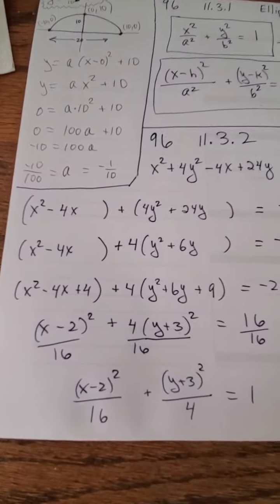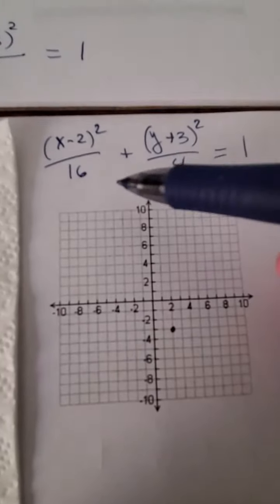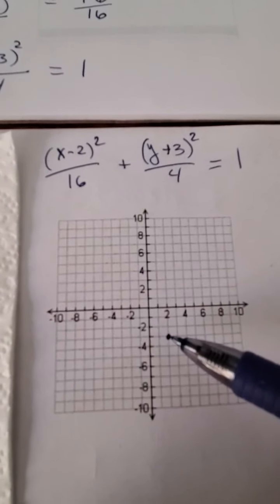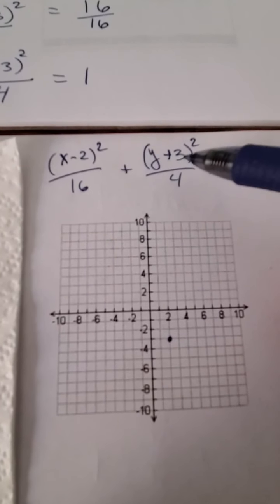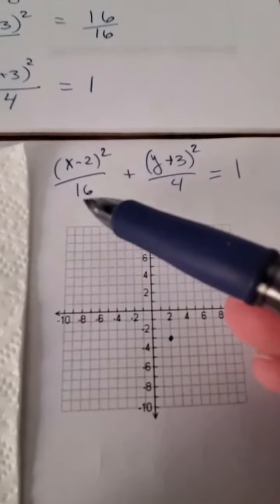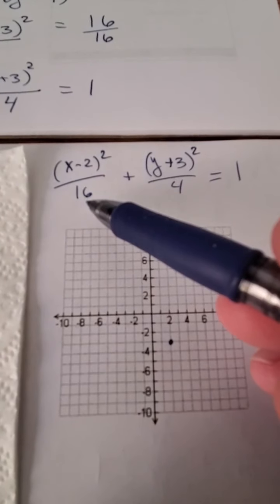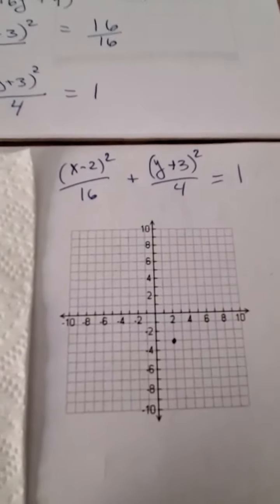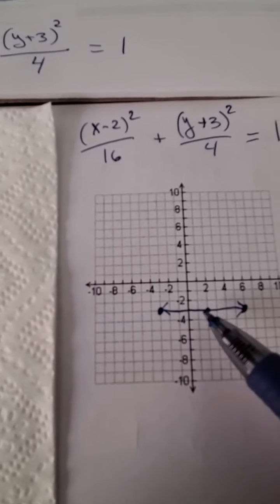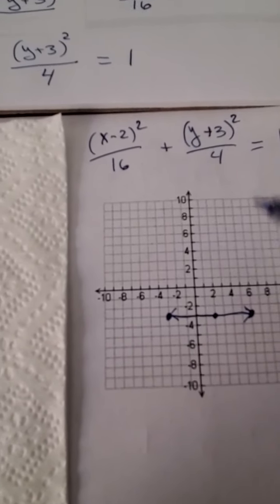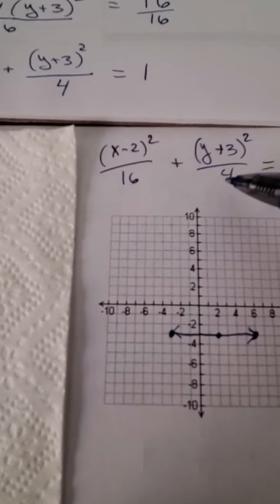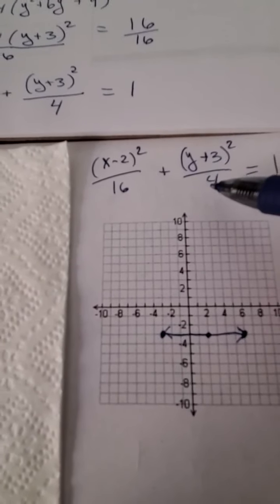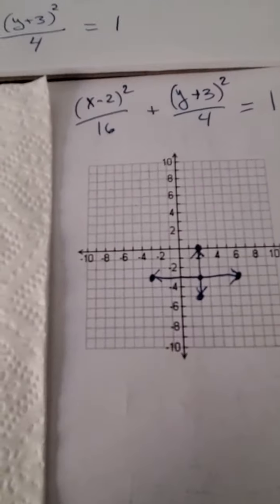And let's graph that ellipse. To graph this, I'm going to start with the center point, and that's the center right there, 2 comma negative 3. I get the 2 and the negative 3 from inside the parentheses. Now, the 16 is 4 squared, so that means x goes 4 in each direction. So starting from the center, x goes 4 in each direction. And y, because 4 is 2 squared, goes 2 up and down in each direction.